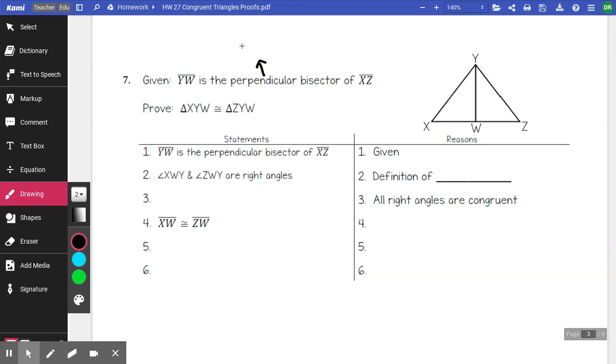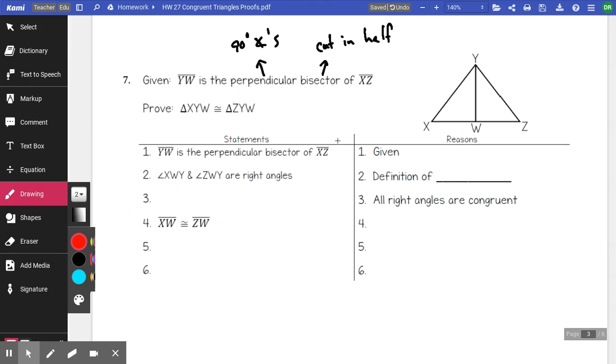Perpendicular meaning 90-degree angles, and bisector meaning, as we know, to cut in half. So cut in two equal parts. Okay, and so we have that information already that we have a perpendicular bisector. And we're starting off here being told that angle XWY and angle ZWY are right angles.